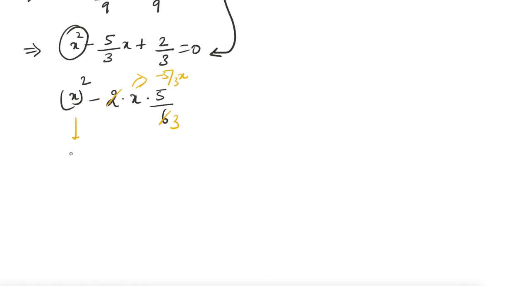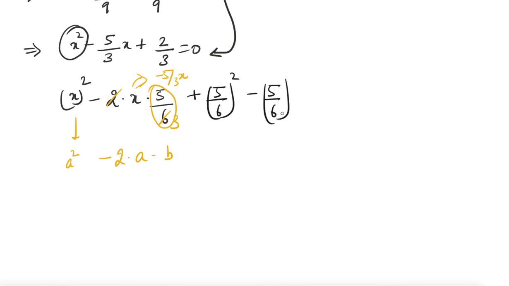So this is my a square, this is minus 2 into a into b. The value of b is 5 by 6. Now since I have a b, I need plus b square also for writing it in complete format. So I'll do it that way. I will add 5 by 6 whole square, and since I'm adding a quantity, I have to subtract the same quantity from it, and the last term plus 2 by 3 as it is.